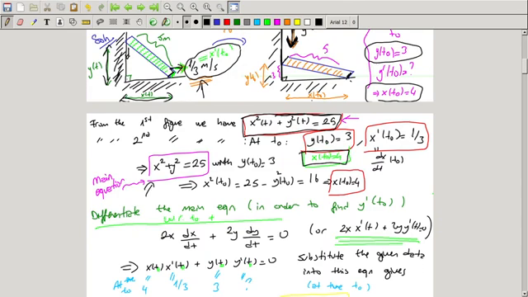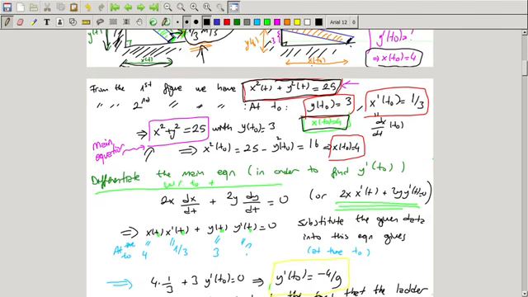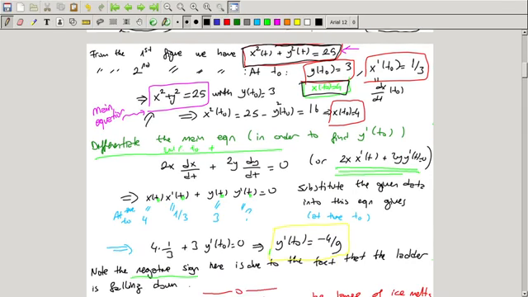I wrote everything in detail in order to make everything clear for this example. So differentiate the main equation in order to find y'(t0). If you take the derivative, as I said, the derivative of x squared is not equal to just 2x. It is equal to 2x times dx/dt. The derivative of y squared is 2y dy/dt. Or it is better to use this notation: 2x times x' plus 2y times y' equals 0.